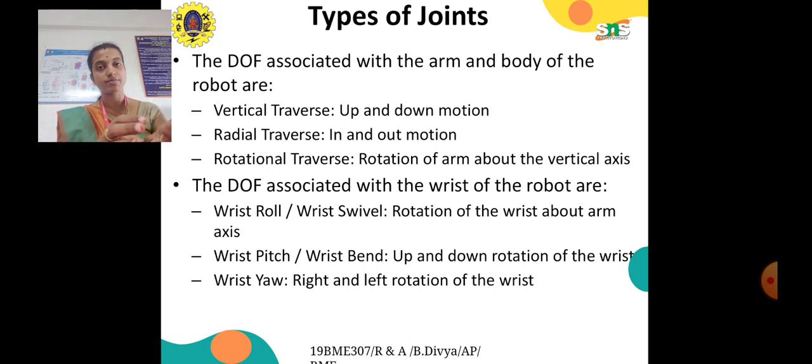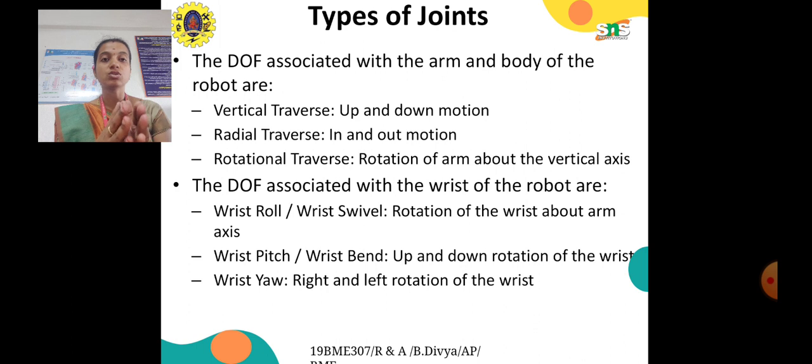We have the three categories in the wrist of the robots also: wrist roll, wrist pitch and wrist yaw. Wrist roll is about rotation of the wrist about the arm axis. It will rotate only in the arm axis. Next one is wrist pitch, up and down rotation of the wrist. Wrist yaw, right and left rotation of the wrist.